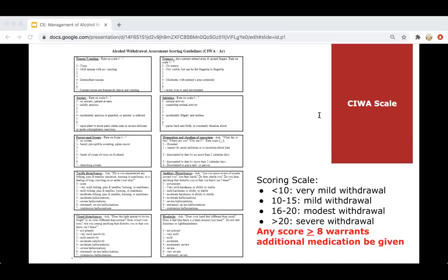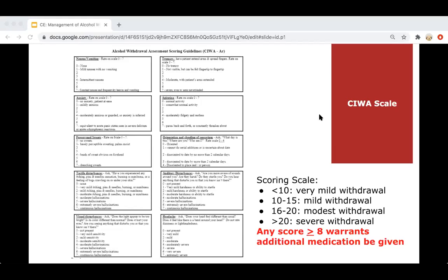We evaluate these patients when they first come in. It can be as frequent as every 10 to 15 minutes, and then once their symptoms are controlled, we'll do it hourly. Once they're well controlled, we can even go to every 4 to 6 hours. For the scoring scale, less than 10 is very mild withdrawal, 10 to 15 is mild withdrawal, 16 to 20 is modest withdrawal, and any score greater than 20 is severe withdrawal. It's also important to note that any score greater than or equal to 8 warrants additional medications if we're using symptom-triggered therapy.